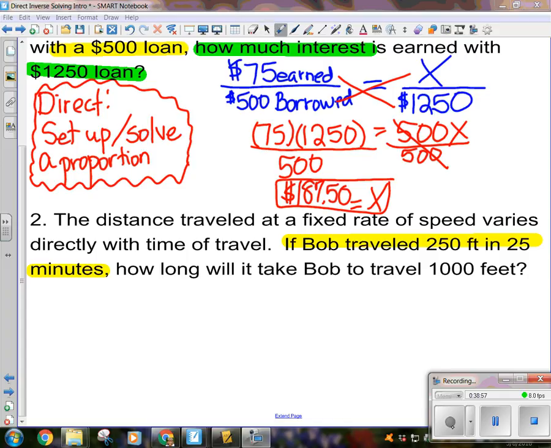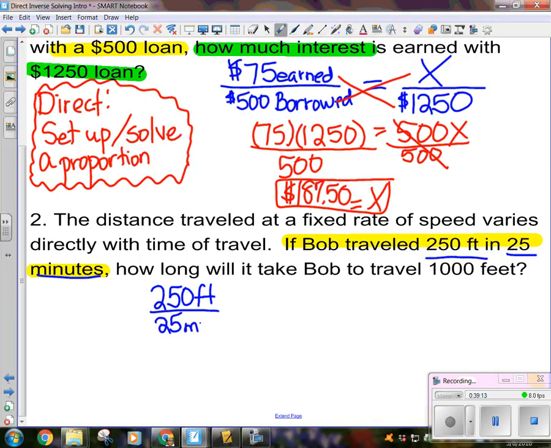Okay, did anybody set up 250 feet and that was the top of your fraction, and Miss Jessup is going to write down the words that goes with it so I keep my words straight. What's the second number that goes with that? 25 minutes. So on the bottom, I'm putting a minutes number. Now, other side of my equals is where I'm going to write my second fraction. How long will it take Bob to travel 1,000 feet? You got to decide, is 1,000 a feet number? Should that be on top or should I put that number on bottom? Because it's a feet number, I should put it on top.